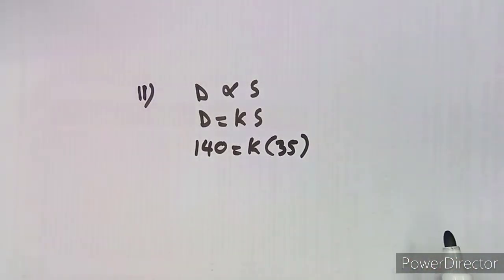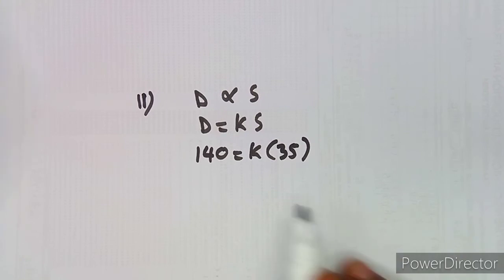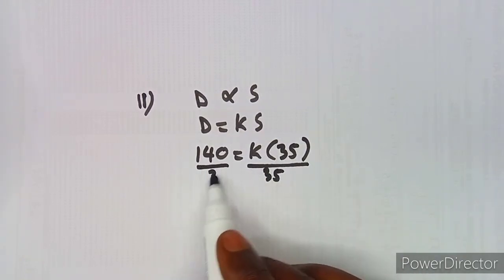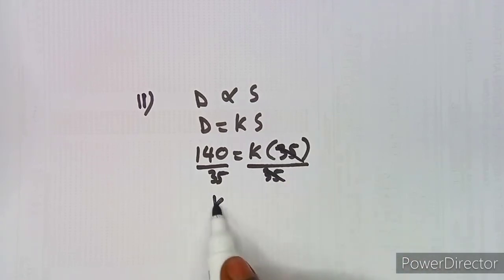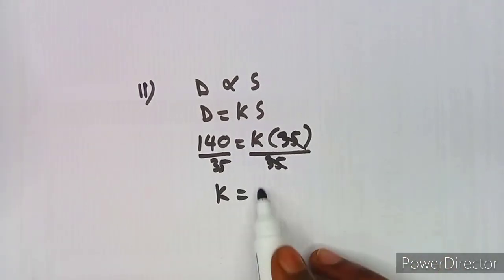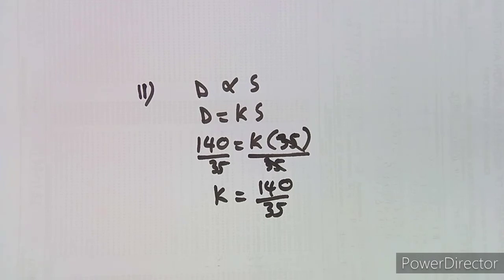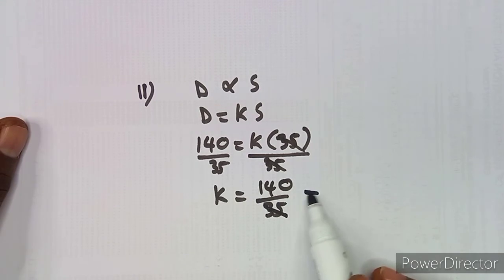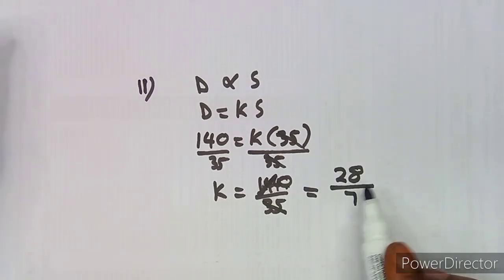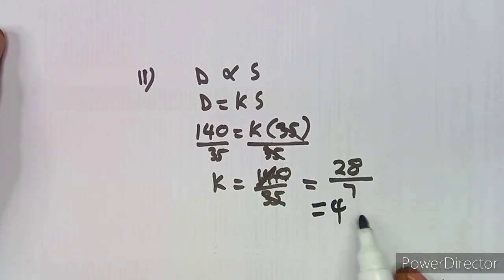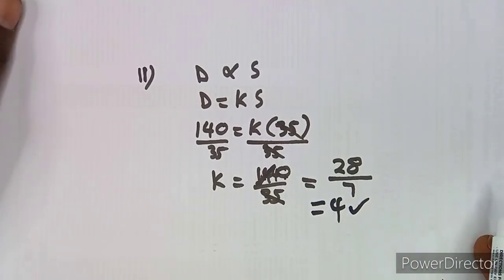Okay, so in order for you to find the value of k, you can divide by 35 on both sides. So the moment you divide by 35, these two cancel, so you're now left with 140 over 35. Now someone can ask, can I leave my answer like this? This is not good. You have to reduce your answer, always by 5 here. So we have 28 over 7, which we can reduce to give us 4.